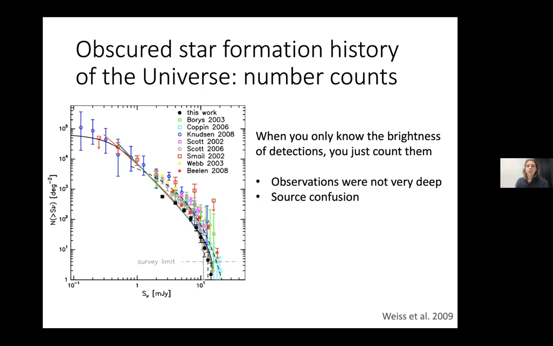Now, what do you do when you have big blobs, so to say, of bright emission, and you only know how bright they are? Essentially, you just count them. And this is exactly what people did. They counted how many sources over an area of the sky there were with a particular brightness. And what you get is a plot like here on the left-hand side. These are called number counts, where on the x-axis you have the brightness, and on the y-axis you have the number of objects that have at least that particular brightness over an area of the sky.